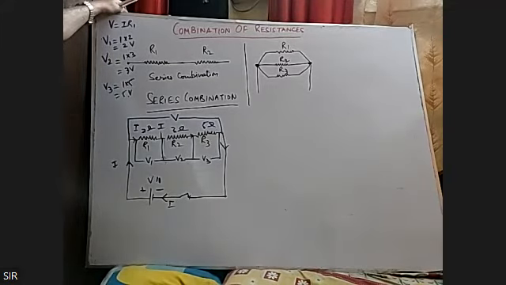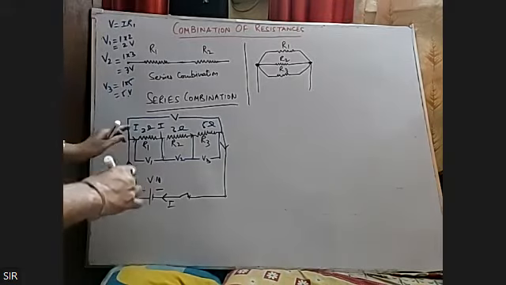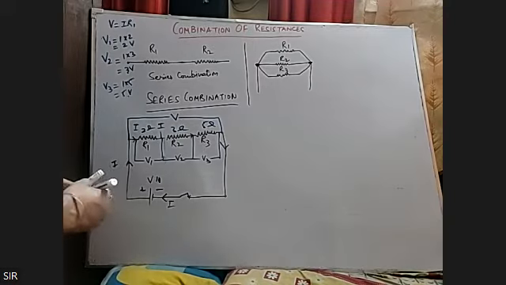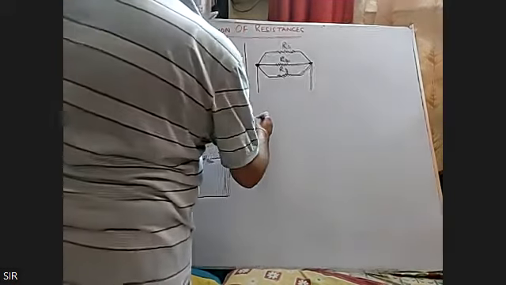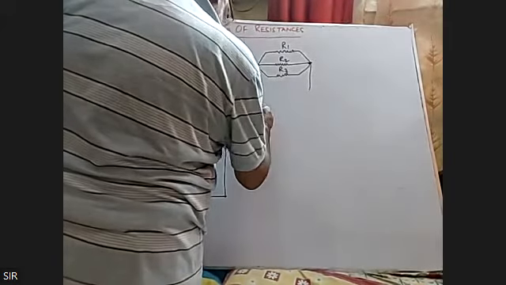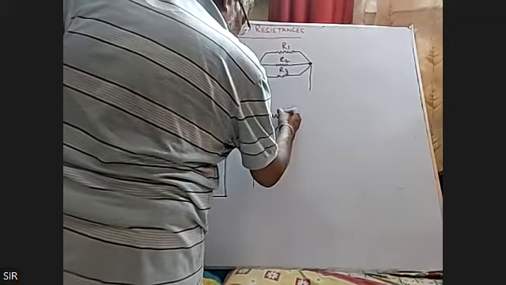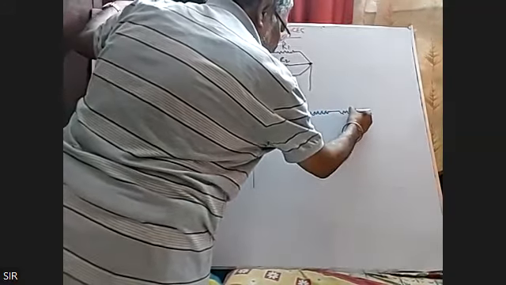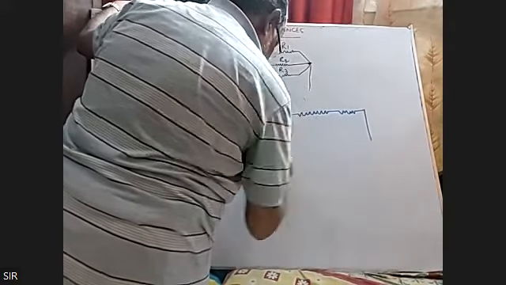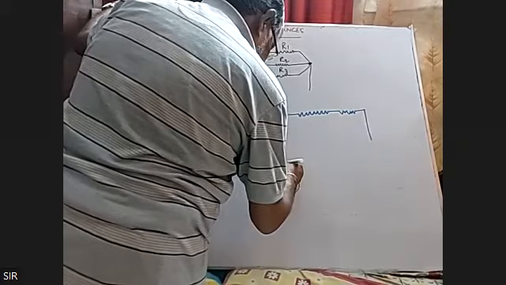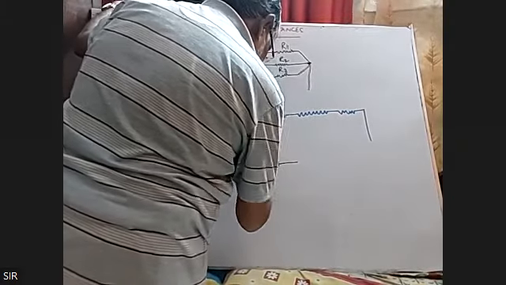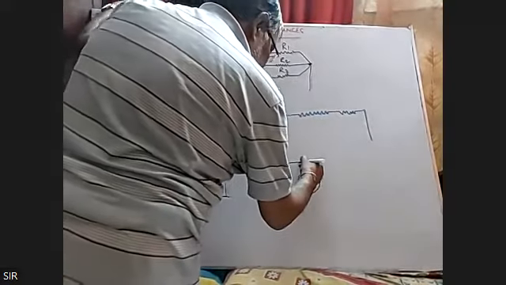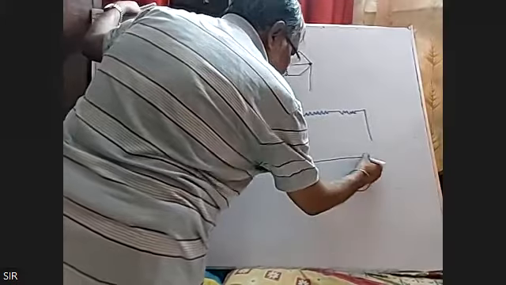Is that clear? That means in general, now I'm not taking any value. We can't take any values, right? It was just to explain you. I'll be drawing this circuit once again. This is R1, this is R2, and this is R3, right? This is the cell which is giving voltage V. Current I is constant in the circuit. I'll show the switch also.